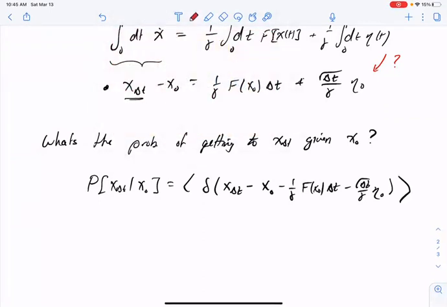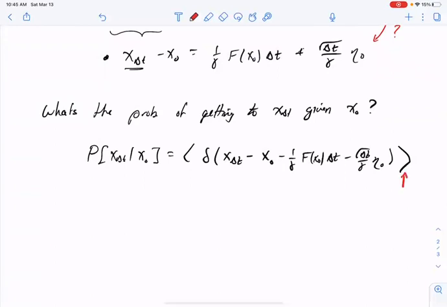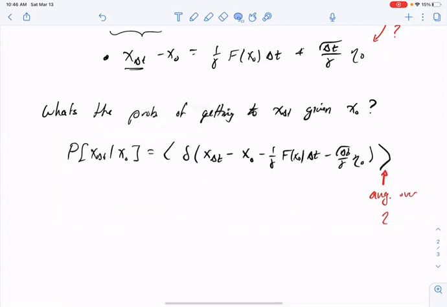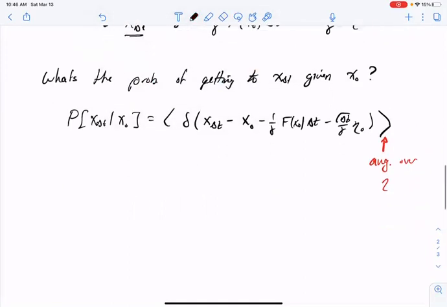Averaging that over the noise, so the only thing that's fluctuating in the above equation is eta. Eta is a random variable. I have to ask, essentially, what is the probability that I drew the correct random noise such that that equation was true? But eta is just a Gaussian random variable, so this is just a Gaussian integral, and we know how to do those.